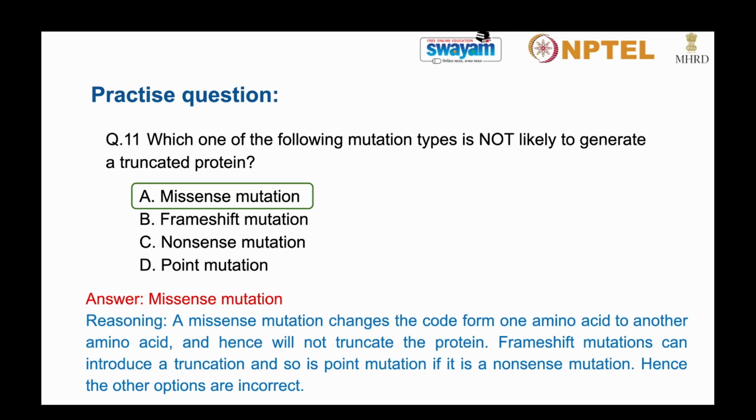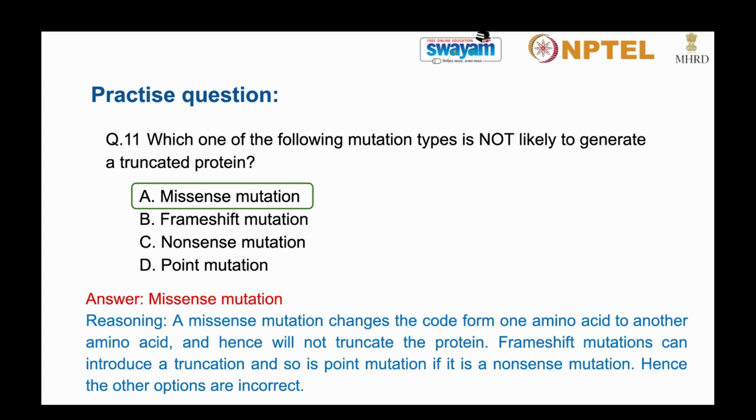Truncated means half protein, no? Truncated does not mean half. It means not a complete protein. Point mutation will also produce a complete protein. Frameshift will also produce a complete protein.